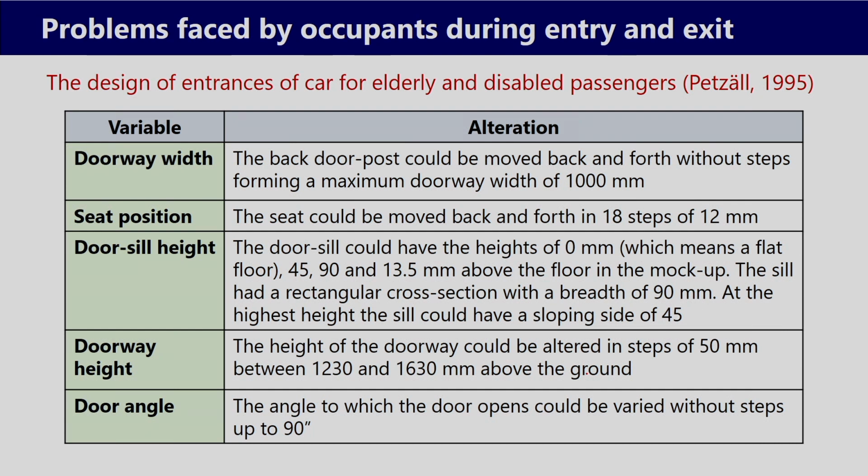Then door sill height: the door sill could have heights of 0 millimeter, which means a flat floor, that is the same as the vehicle floor. Otherwise, 45, 90 and 135 millimeter above the floor in the mock-up. The sill had a rectangular cross section with a breadth of 90 millimeter. At the highest height, the sill could have a sloping side of 45. Then doorway height: the height of the doorway could be altered in steps of 50 millimeter between 1230 and 1630 millimeter above the ground. And for door angle, the angle to which the door opens could be varied without steps up to 90 degree. So, a maximum 90 degree door opening could be provided.